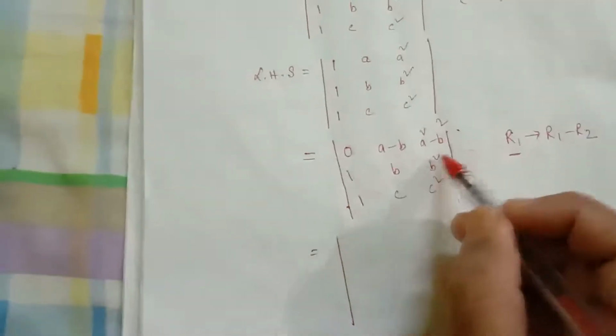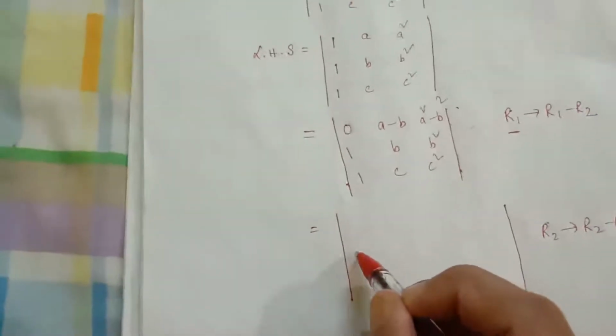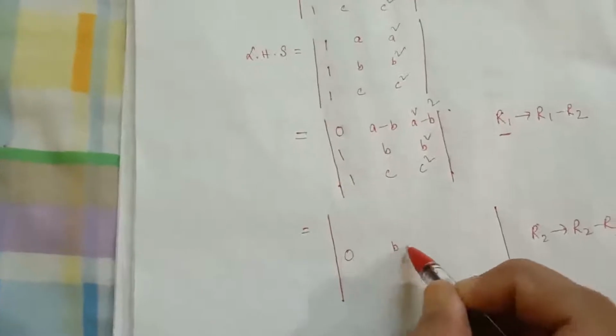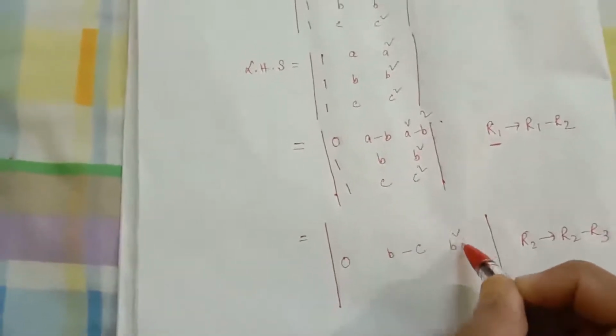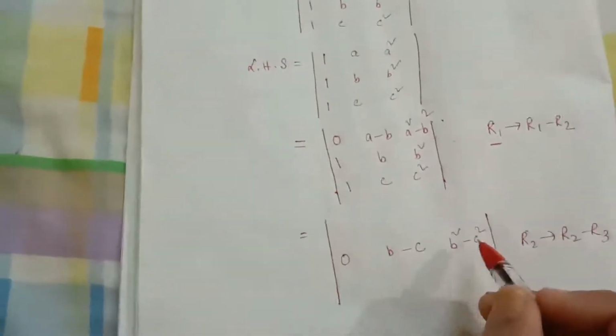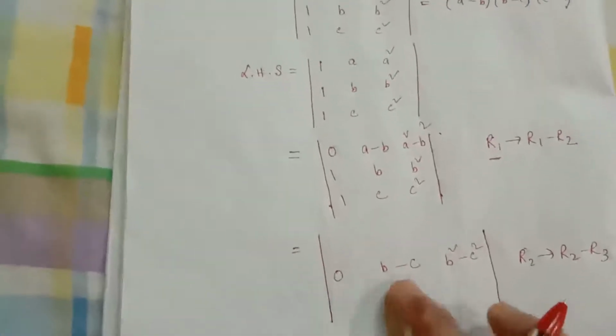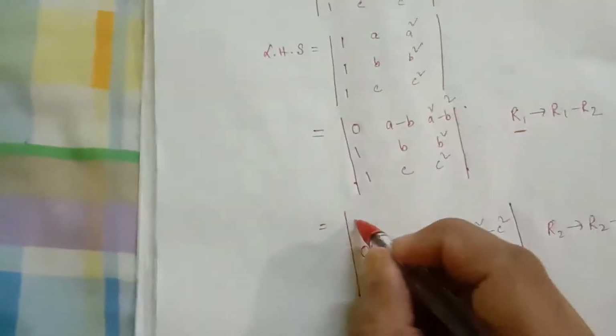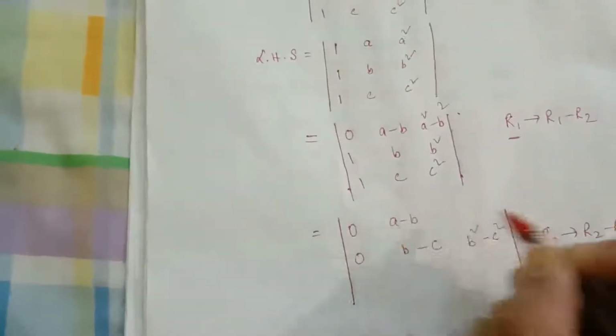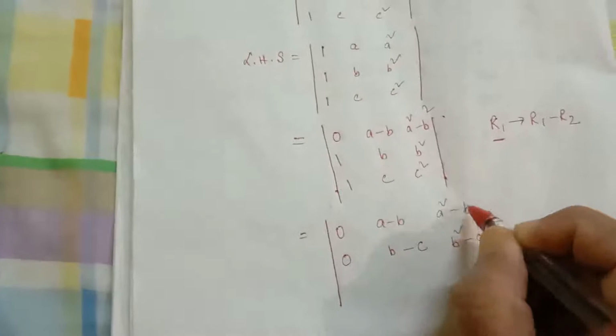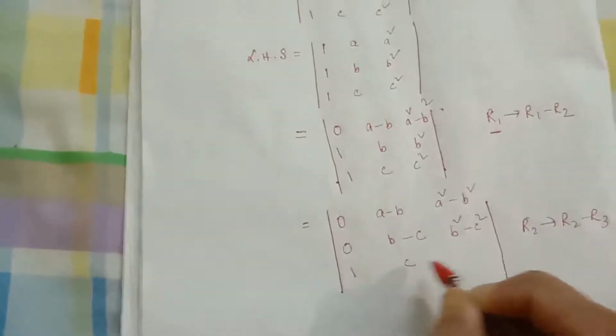If we replace R2 by R2 minus R3, this will become 0, b minus c and b square minus c square. We have replaced R2. So this is our new R2. This R2 will change to this. These two, R1 and R3, will remain the same as they were in this step. So 0, a minus b, a square minus b square, 1, c, c square.